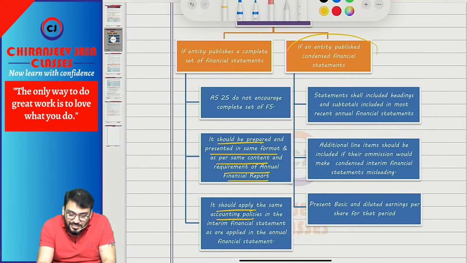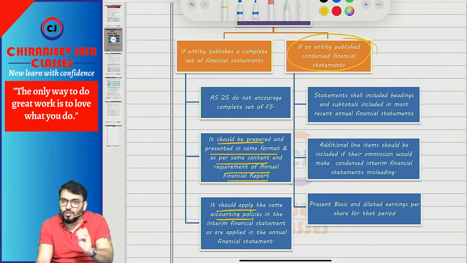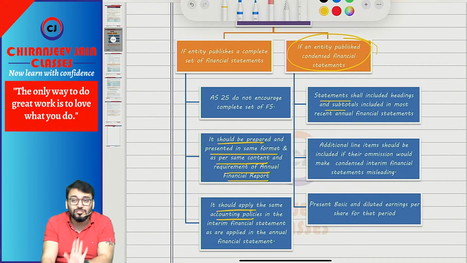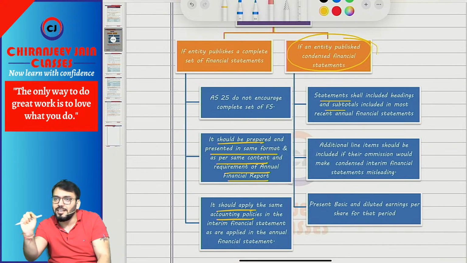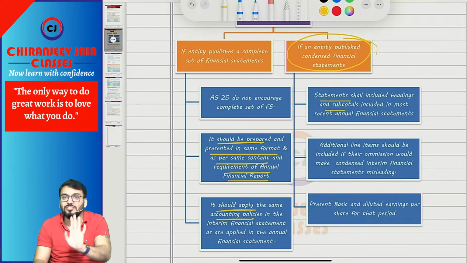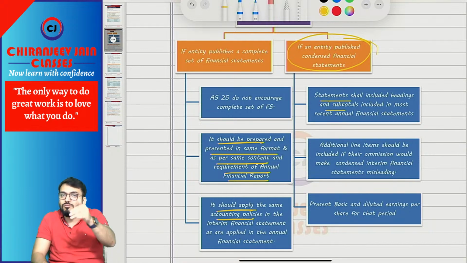But if it is a condensed set of financial statements, the statement should include only the heading and subtotal included in the most recent annual financial statement. Means directly you can add non-current asset total, current asset total. Only heading and total is required. Means there is no need to write down non-current asset, PP, etc.